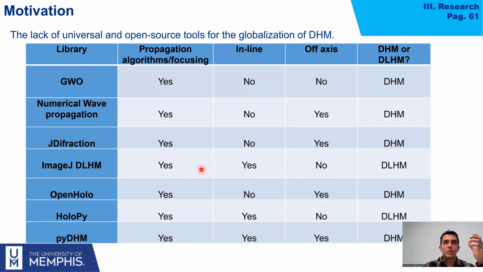So for that reason we said, okay, why not develop a Python library to work in DHM in different architectures? When I say different architectures, I mean applications in in-line, off-axis, and slightly off-axis setups, and propagation of optical fields.